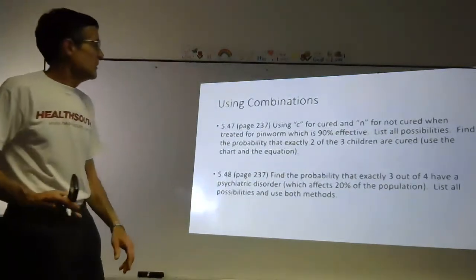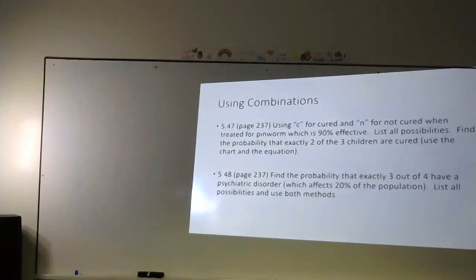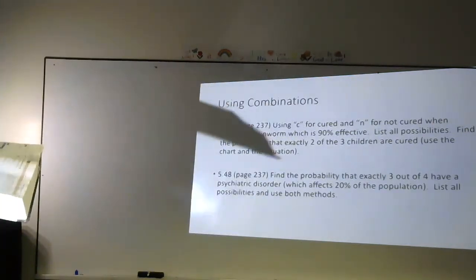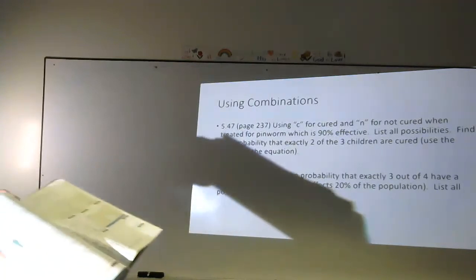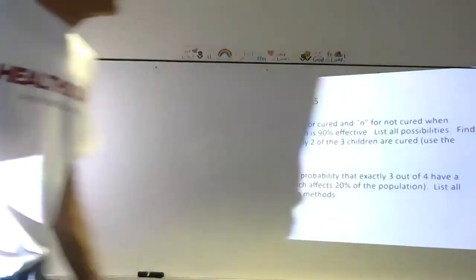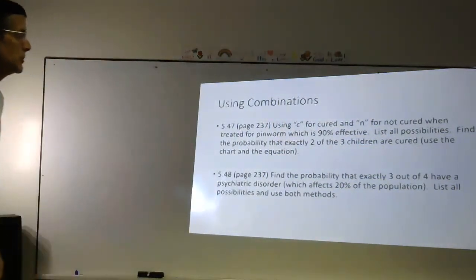All right, on page 237, problem 5.47 is talking about an ailment that children can get, which is called having a pinworm, okay? Doesn't sound like something very pleasant, but there is a treatment for pinworm, and it's 90% effective, okay? So we want to find the probability that exactly 2 of the 3 children are cured. All right, we're going to do the whole chart just to go through once again and repeat how this is done.